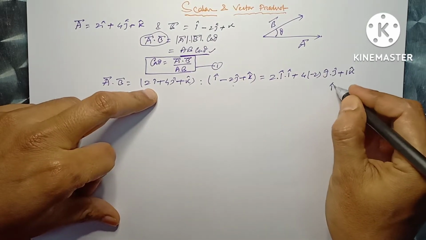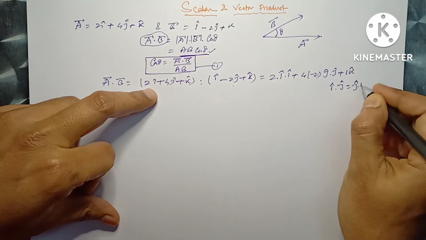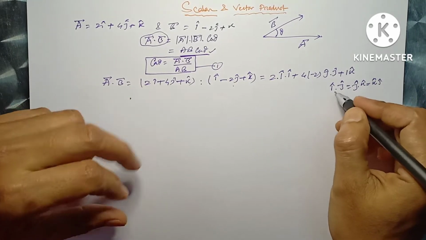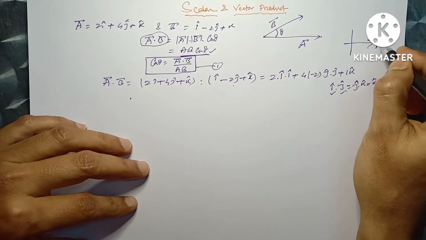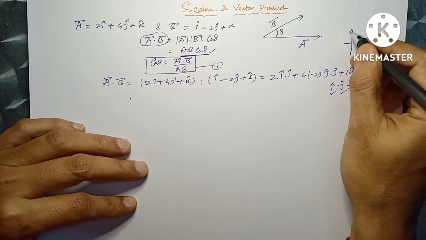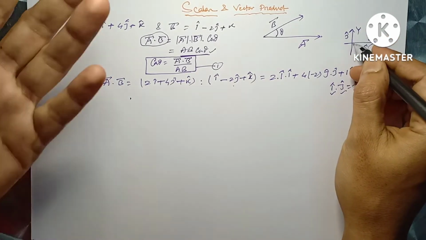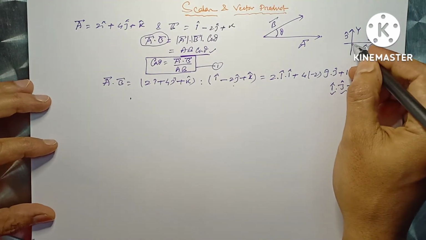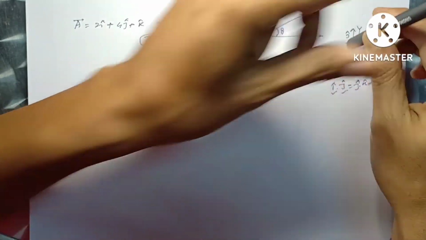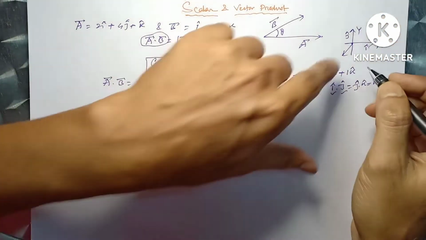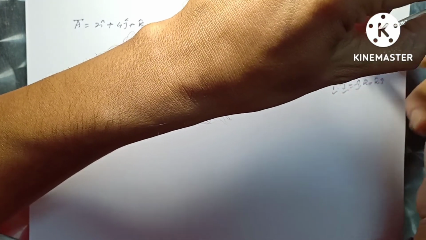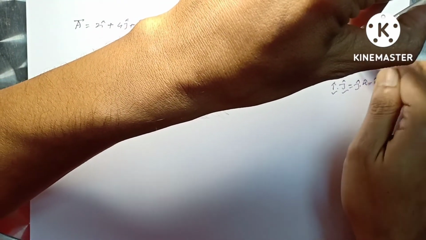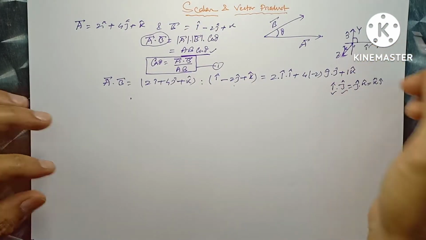Remember, i cap dot j cap equals j cap dot k cap equals k cap dot i cap equals 0. That means they are mutually perpendicular unit vectors, where i cap is the unit vector along the x-axis and j cap is the unit vector along the y-axis, which was already discussed in our previous lecture. And k cap means the z direction, perpendicular to the x, y plane. So i cap along x, j cap along y and k cap along z are perpendicular. I cap and k cap are perpendicular, and the angle between i cap and j cap is also perpendicular.